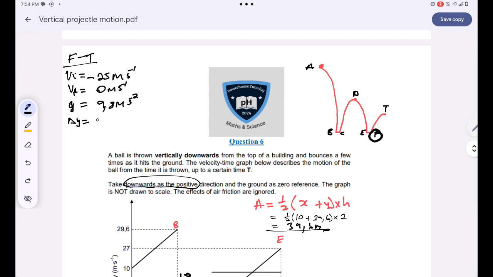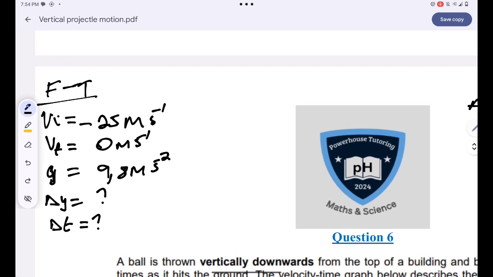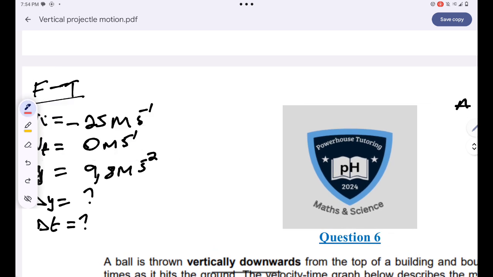Delta y, I don't know that. I just want to find out the time it took for the ball to reach maximum height. How can I do that? I can simply use the first equation. I know that Vf equals Vi plus g delta t. The final velocity is 0. The velocity of the ball at maximum height is 0.